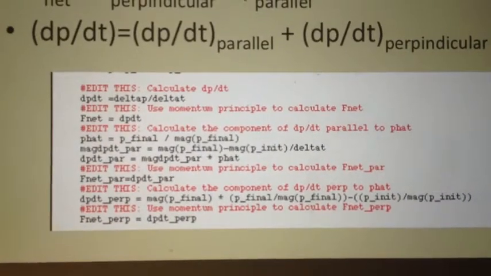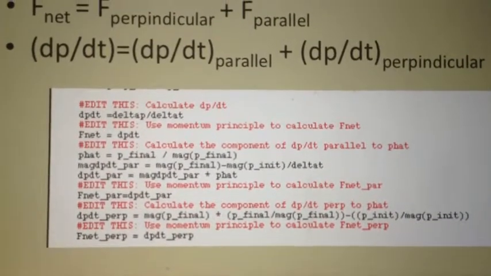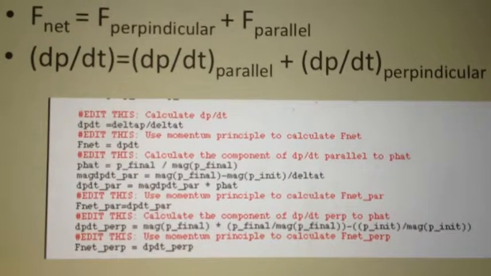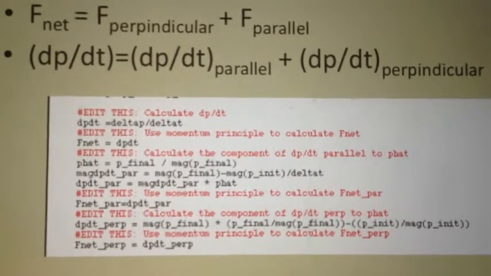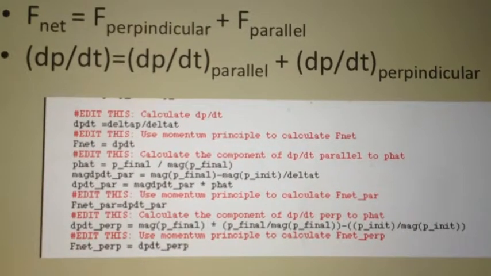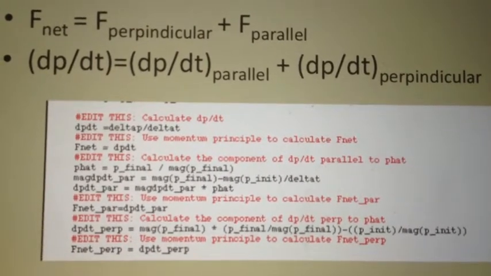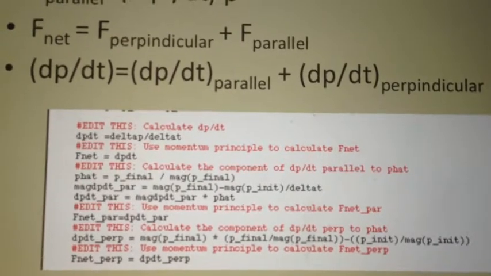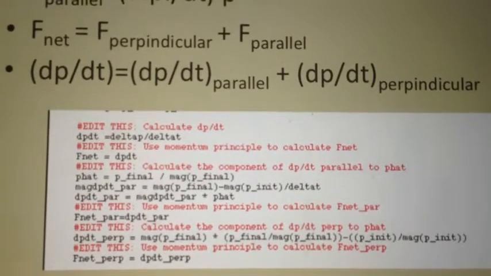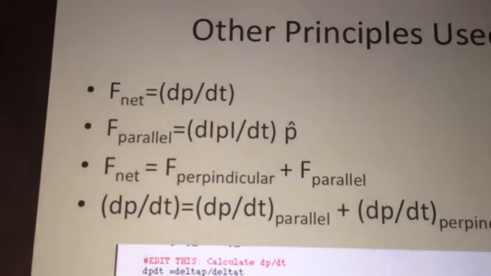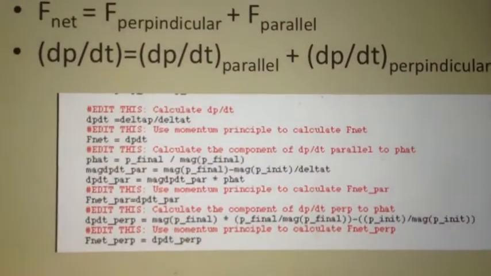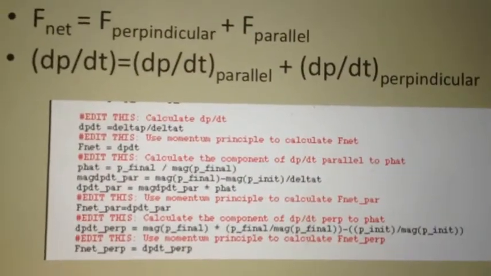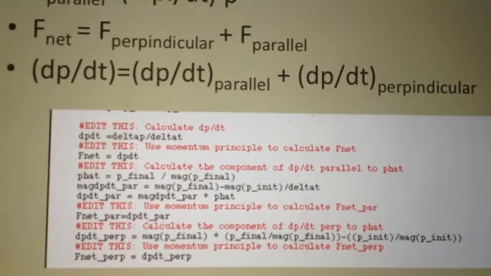So dp/dt equals the change in momentum over the change in time. Set that equal to F net. And then for dp/dt parallel, we found the magnitude of p final minus the magnitude of p initial. So this is the change in momentum over dt, which is what we found from this equation above. And then we multiplied it by p hat to find dp/dt parallel instead of just the magnitude.